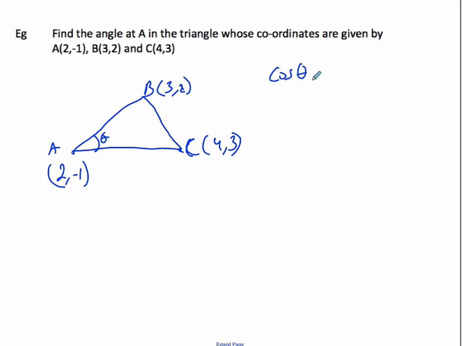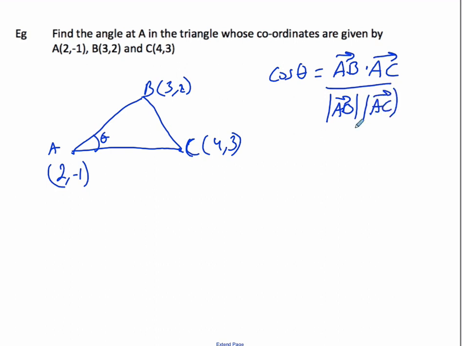Okay, so cosine theta. Now we need these vectors. Cosine theta is going to be equal to vector AB dot product with AC over the magnitude of AB times the magnitude of AC. So we need to get AB and AC first. So let's do that over on the side.